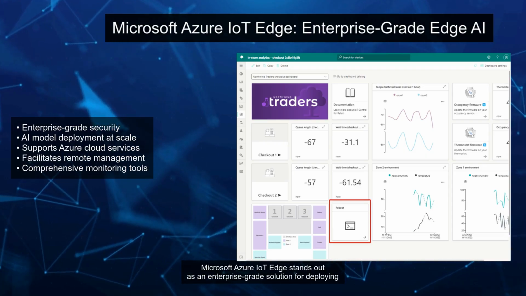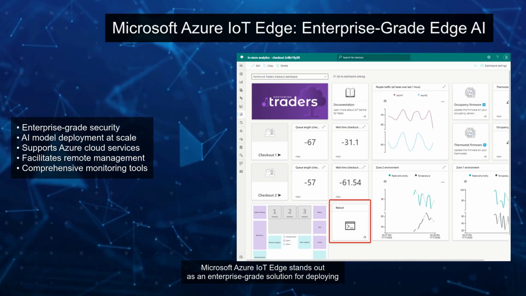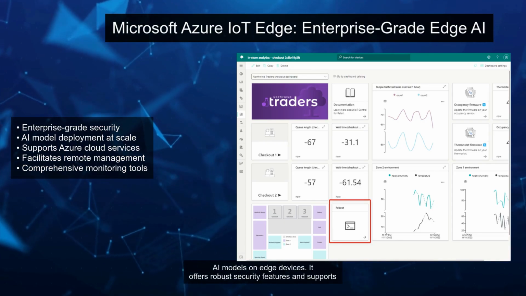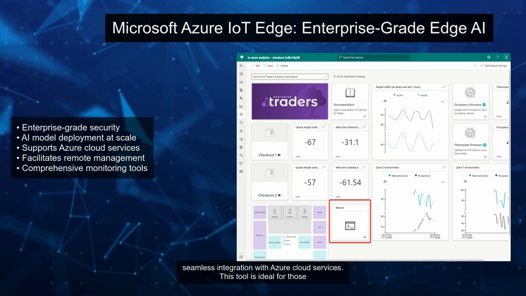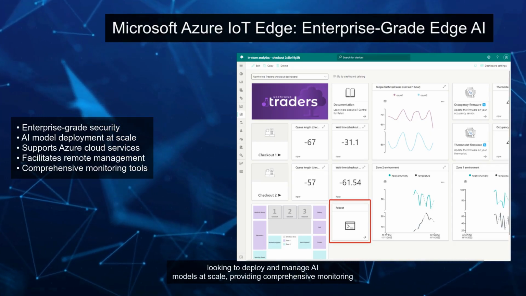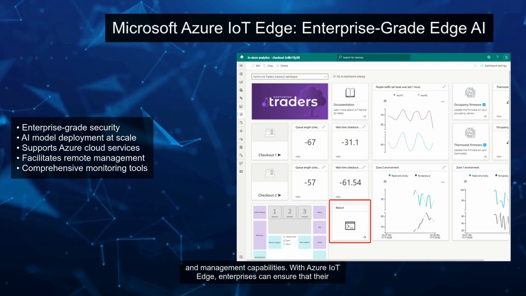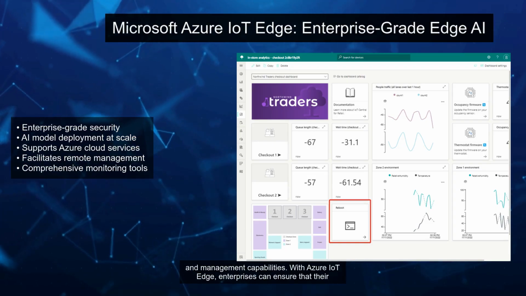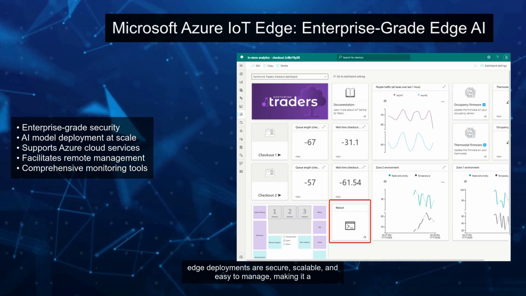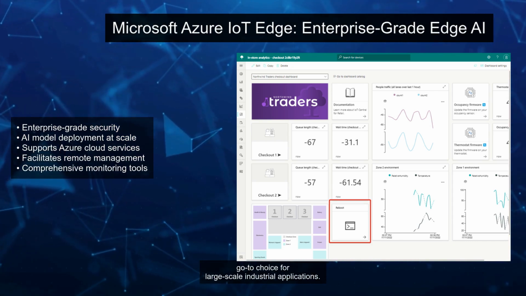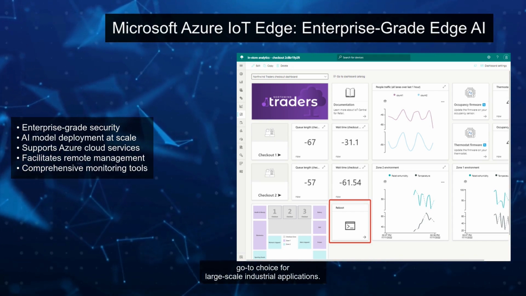Microsoft Azure IoT Edge stands out as an enterprise-grade solution for deploying AI models on edge devices. It offers robust security features and supports seamless integration with Azure cloud services. This tool is ideal for those looking to deploy and manage AI models at scale, providing comprehensive monitoring and management capabilities. With Azure IoT Edge, enterprises can ensure that their edge deployments are secure, scalable, and easy to manage, making it a go-to choice for large-scale industrial applications.